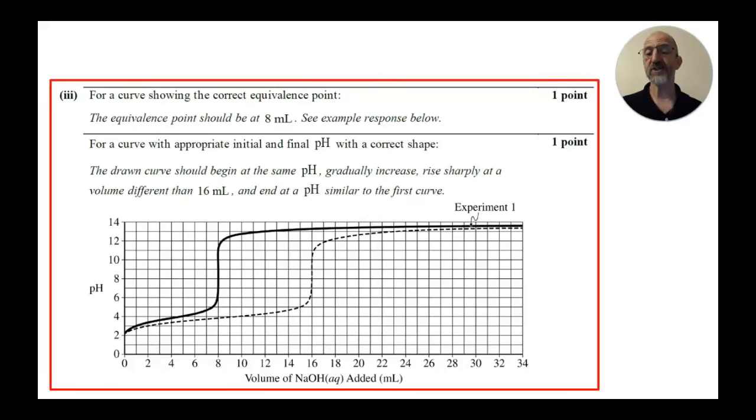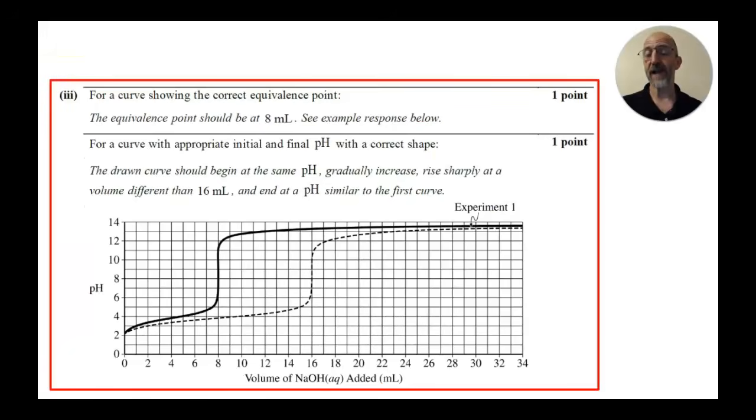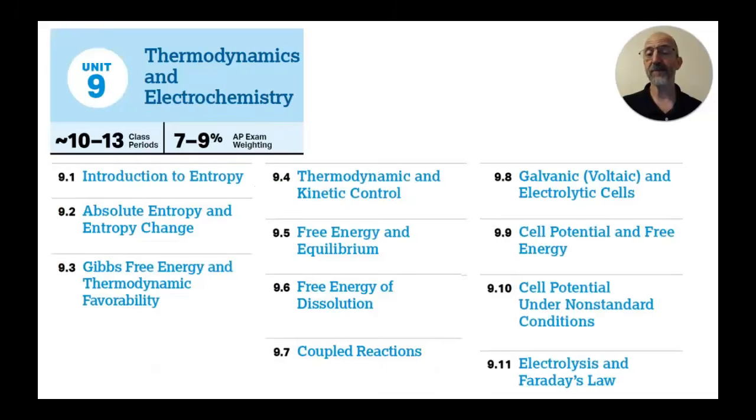And the general shape of the curve should follow that similar pattern where it begins at the same pH, gradually increases, rises sharply at the equivalence point, and then eventually levels off. So it kind of matches that. So those are the official scoring guidelines for that question that appeared on the 2024 AP Chemistry exam. Our next free response question that we're going to take a look at is from Unit 9, Thermodynamics and Electrochemistry.